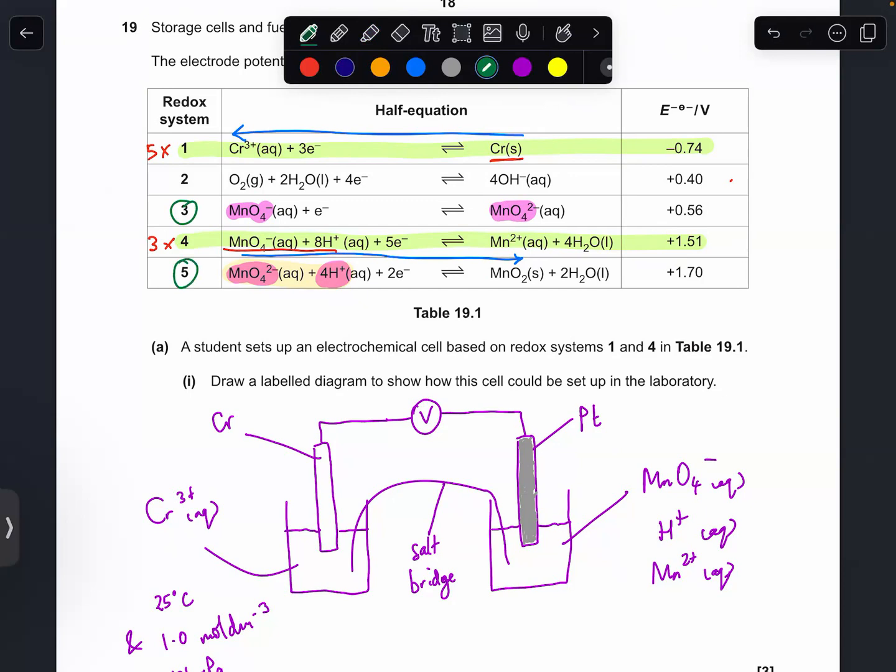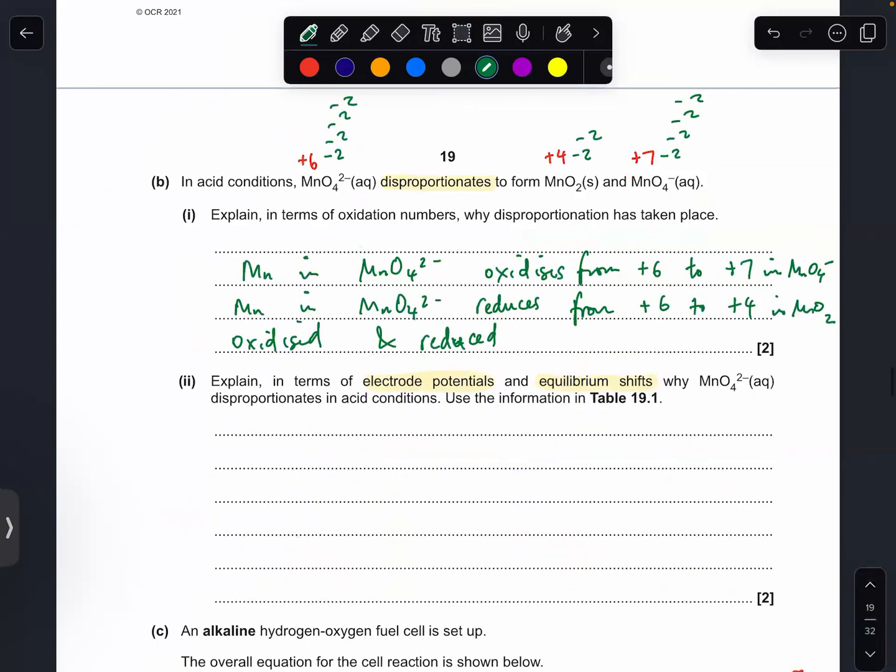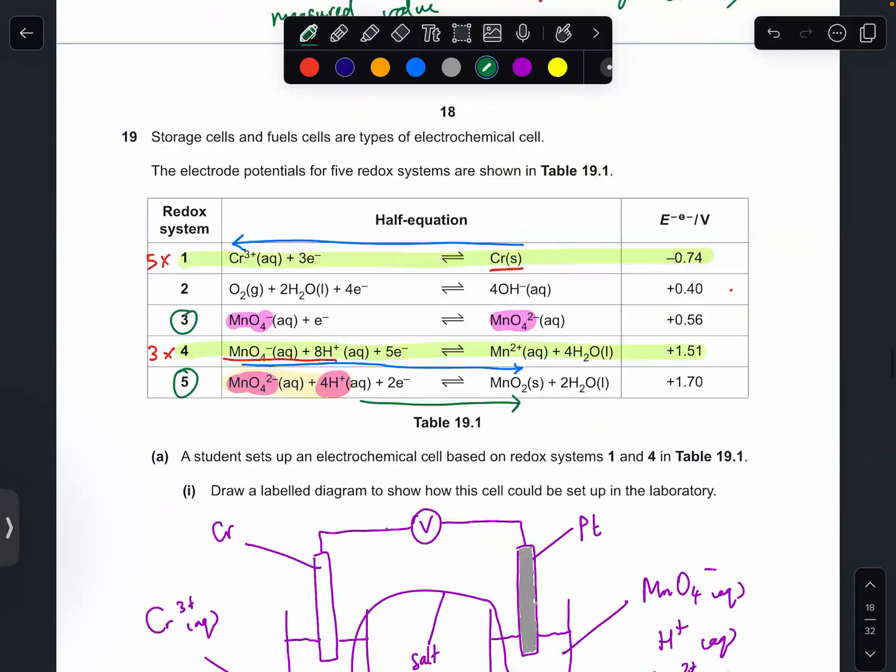What's going to happen is in redox system 3, you've got MnO4 2 minus under acidic conditions. This is the more positive electrode. This is going to go towards the right. So it produces MnO2. And you see, because you've got the less positive electrode potential, the equilibrium will shift to the left, and the MnO4 2 minus will form MnO4 minus and give off an electron.